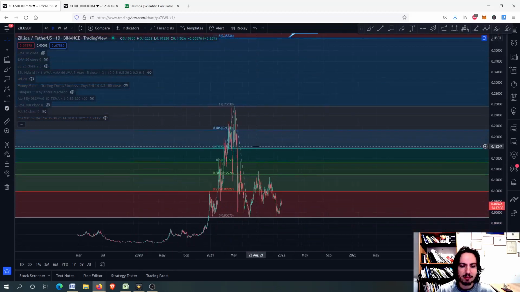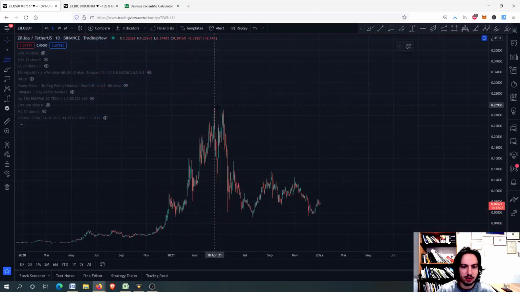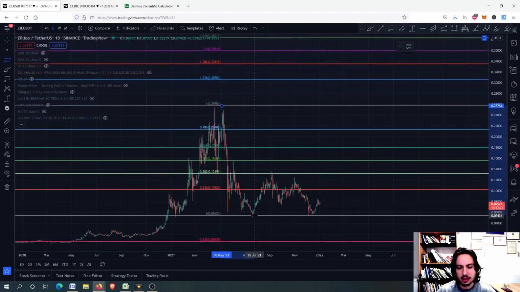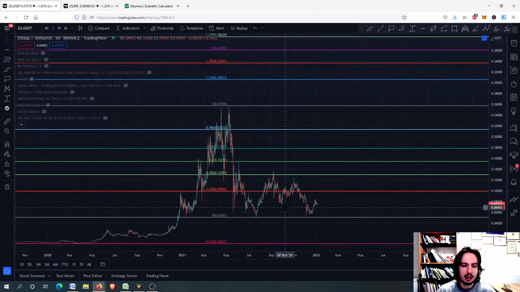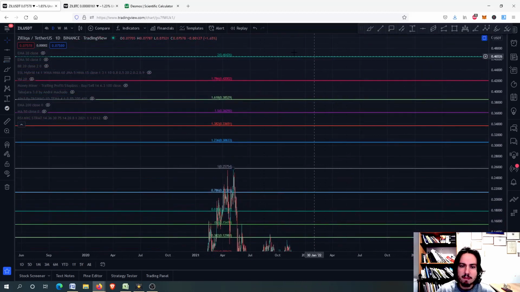So right now I'm going to just delete these messages, remove the drawings, and start a new Fibonacci retracement, this time from the top to the bottom. And you can see that we have some important resistance levels as well. We have some more midterm targets.